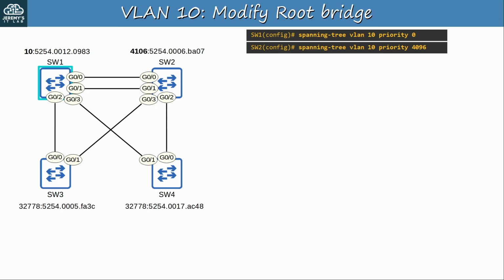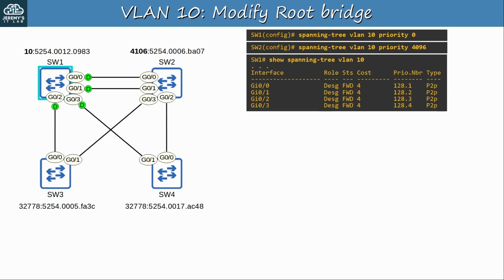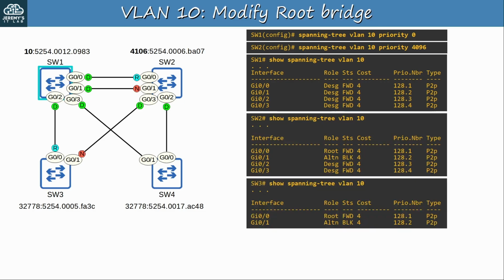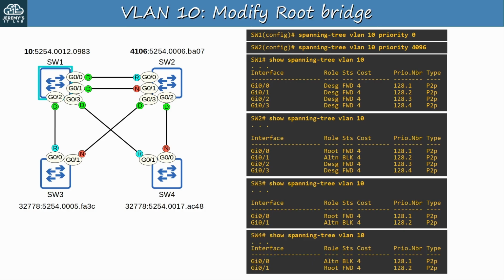Let's check. Switch 1, now the root bridge, has all designated ports. Here's switch 2, switch 3, and switch 4. So this is the current loop-free topology for VLAN 10. Pause the video if you want to take a look.